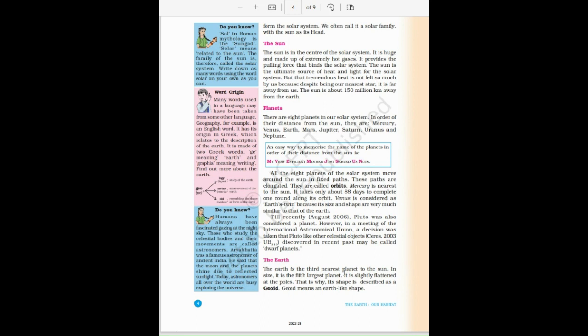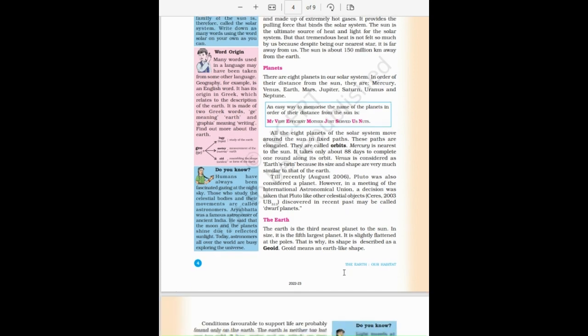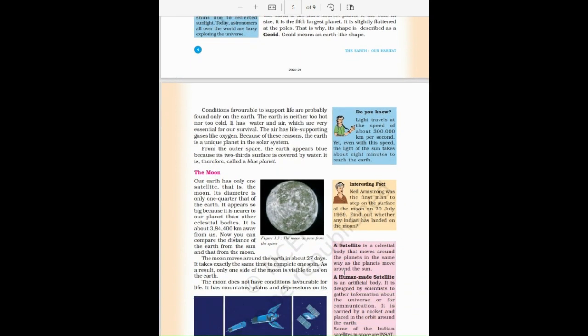Okay, so Earth is also called a unique planet. Why is it so? Because the conditions are favorable to support life over here. It is not too hot, not too cold, so people can survive easily. And it also has water and air, which are very essential for survival. And it also has life-supporting gases like oxygen. This is the reason why the Earth is called the unique planet in the solar system.